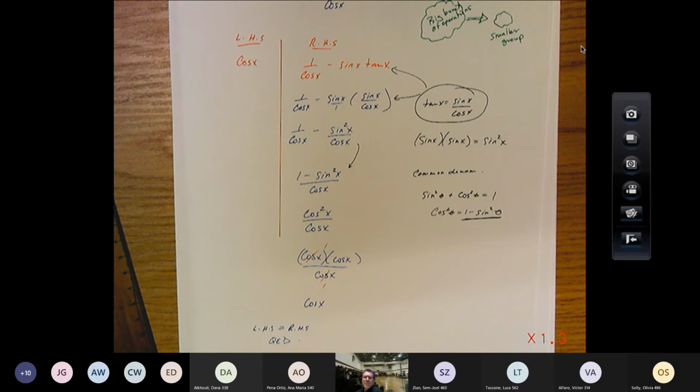So this is what's going to happen, Dana. You can always watch the video after and get a smoother version. Yeah, that's what I was going to do. Can you see now? Are you pointing at it? I am, because it's not showing though. It's the step after 1 minus sine x, sine squared x over cosine x.